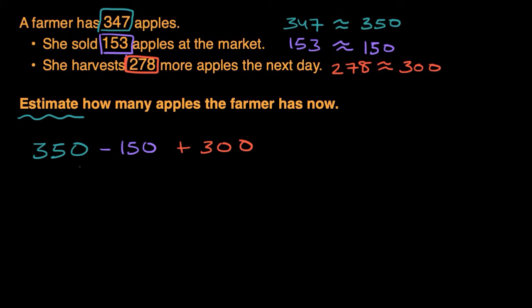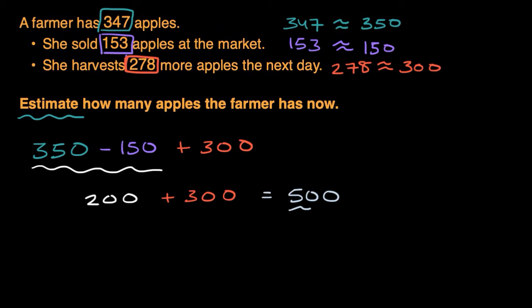And so what's 350 minus 150? You might be able to do that in your head. If you took away 50 from 350, you'd get to 300, and then you subtract another 100. This is going to be 200, and then 200 plus 300 is equal to 500.